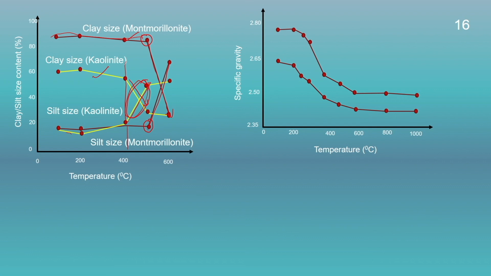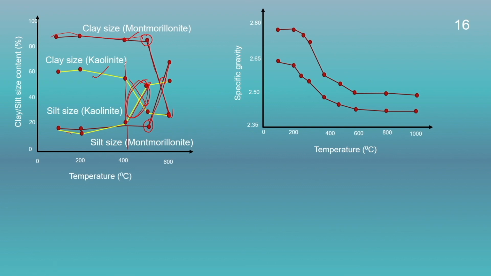Similarly, a drastic change in the particle size for kaolinite takes place between 400 to 500 degrees centigrade. And if we look into this, it shows that the change is more for montmorillonite in comparison to kaolinite, and at 600 degrees centigrade, the silt content of montmorillonite exceeds that of kaolinite. We could see here the silt content of montmorillonite is higher than the silt content of the kaolinite.